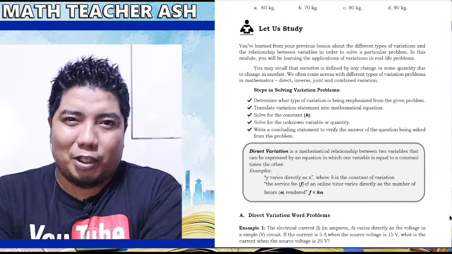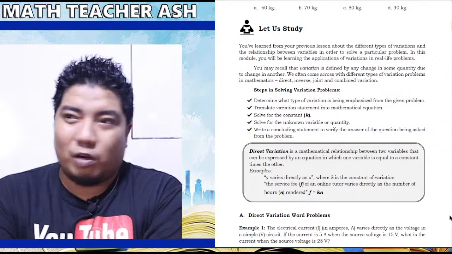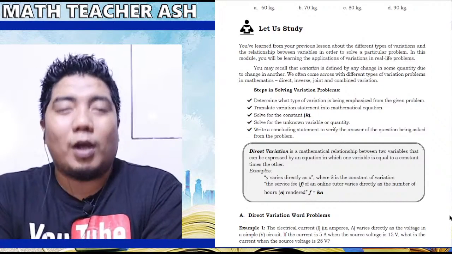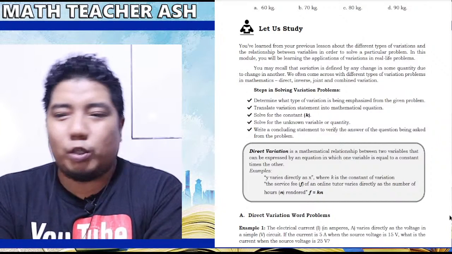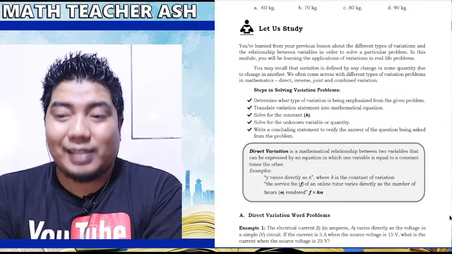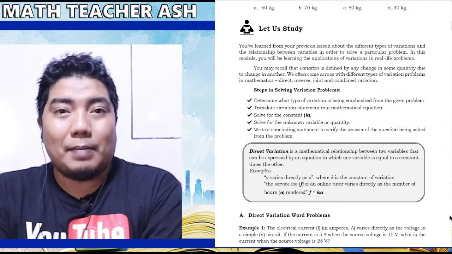Is it a direct variation? Is it an inverse variation? Is it a joint or a combined variation? So, dapat alam mo muna. Now, if ever malaman mo na kung anong klaseng variation ang tinutukoy sa problema, the second thing you should do is to translate the statements into a mathematical equation.